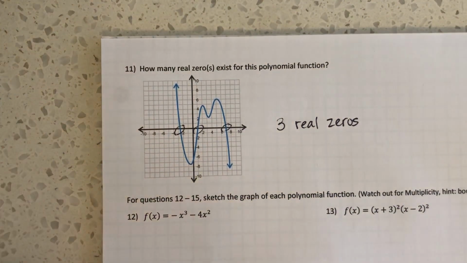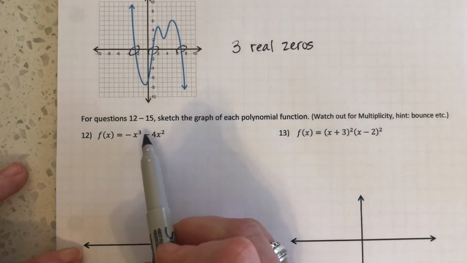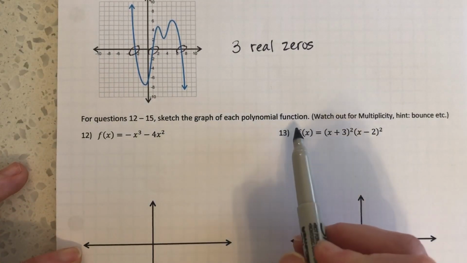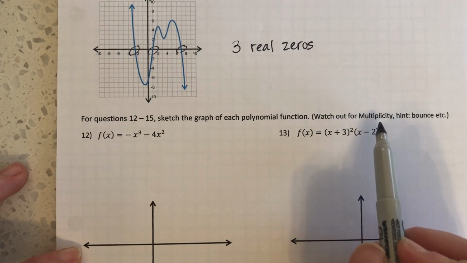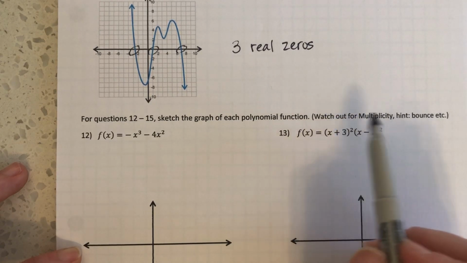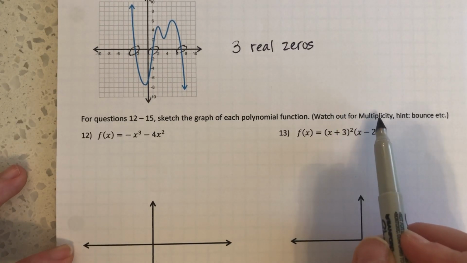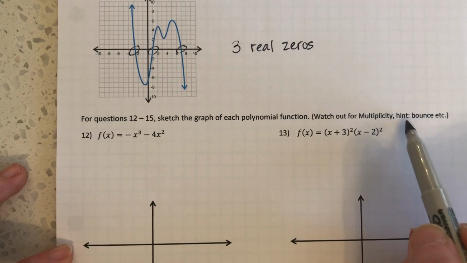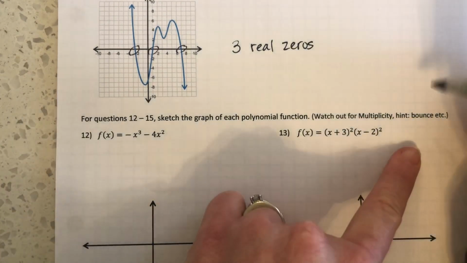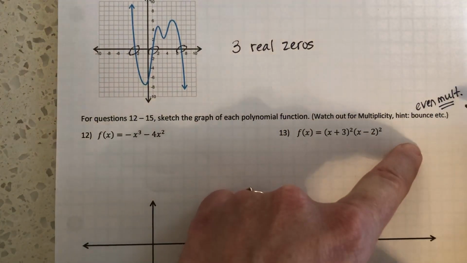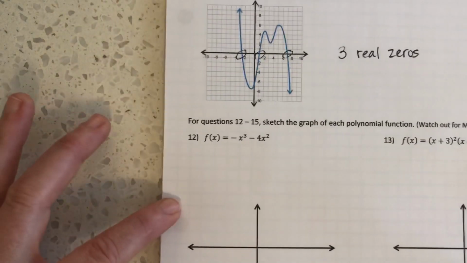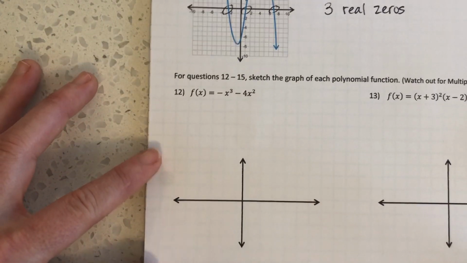Okay, all right, so for questions 12 to 15, sketch the graph of each polynomial function. I gave you a watch out for multiplicity. Watch out for those x-intercepts that repeat 2 times, 3 times, 4 times, whatever it is. Watch out for those double roots and those triple roots, because if you have even multiplicity, you're going to bounce. Right? If you're a double root, if you repeat 2 times, you're going to bounce. All right, I'm going to do number 12 with you, and then I'm going to leave the rest for you guys to do as your review.